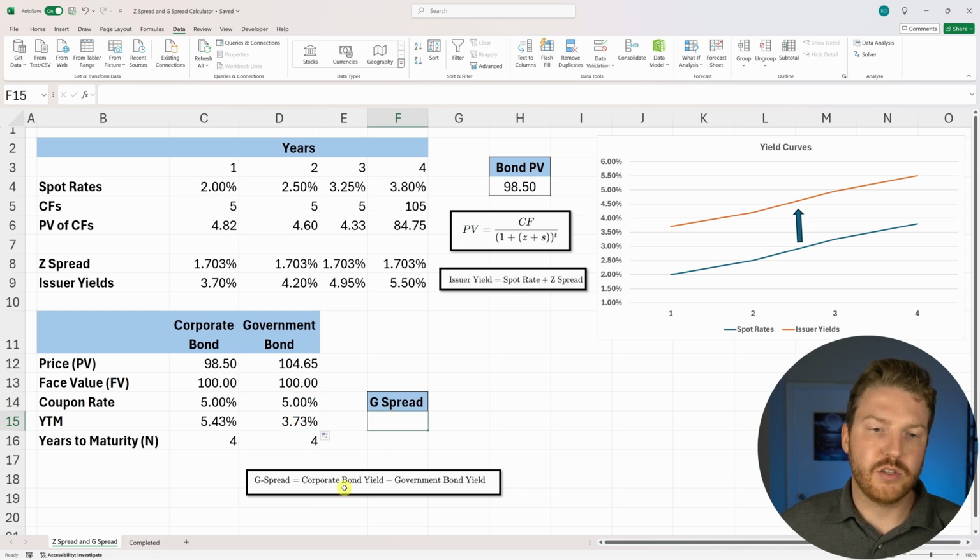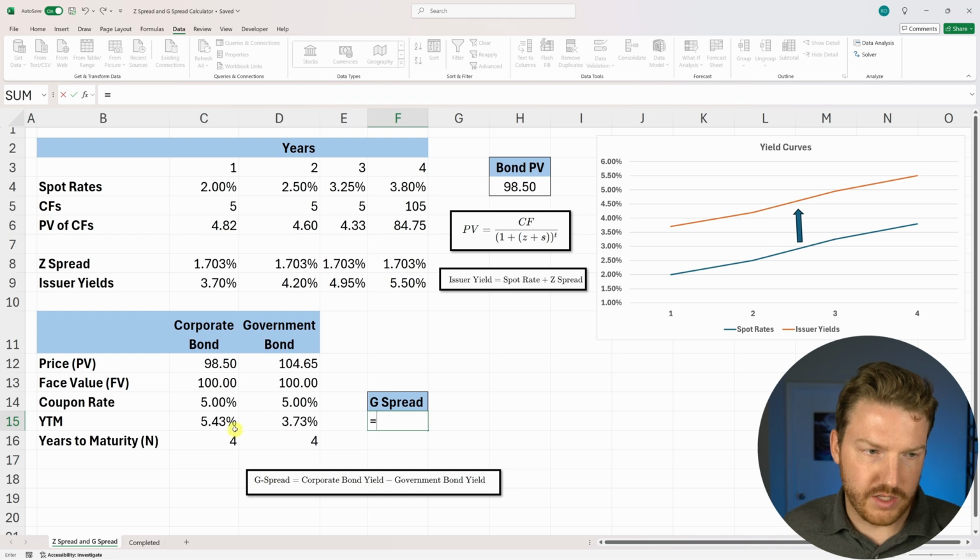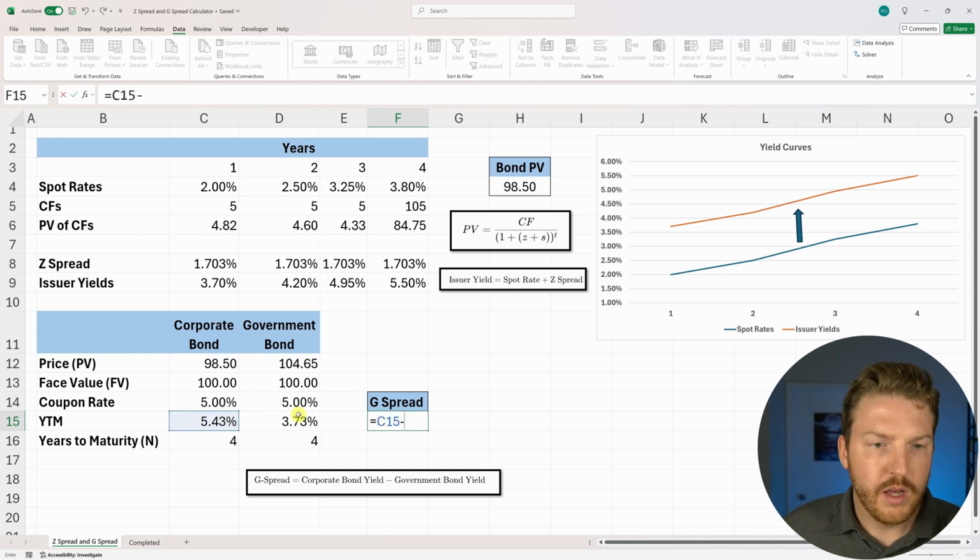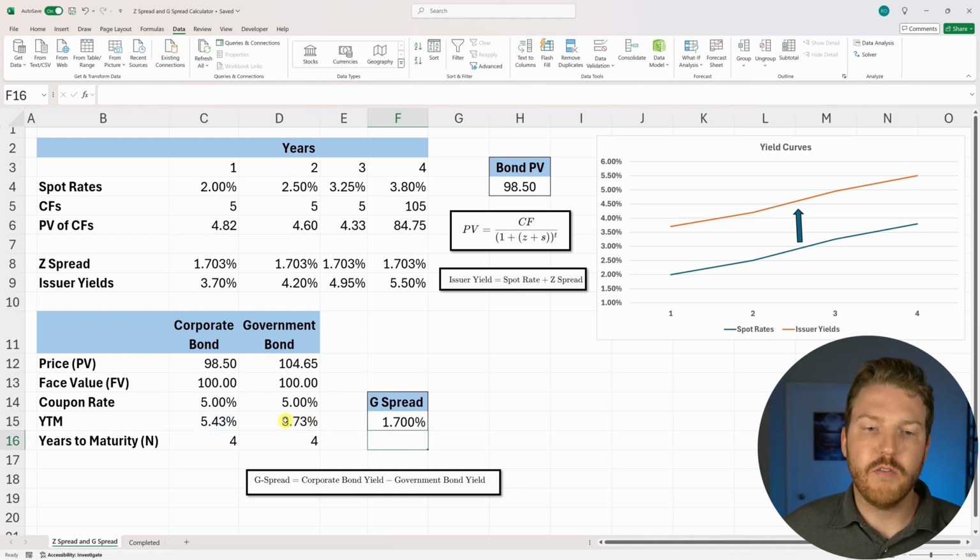Now the G spread is going to be equal to the corporate bond's yield minus the government bond's yield. So let's take the yield to maturity of the corporate bond, subtract the yield to maturity of the government bond, and we find that we have a G spread of 1.7% that overall represents the additional risk that an investor takes when they invest in this corporate bond.